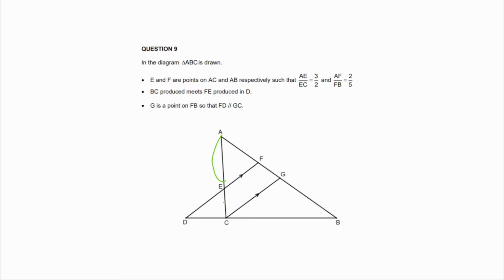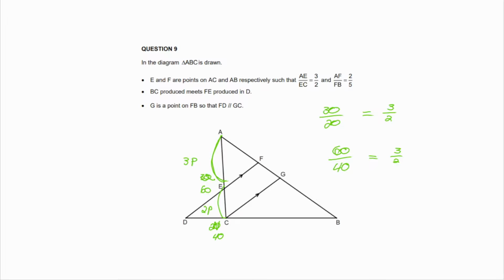So they say that AE over EC is 3 over 2. Okay, so the ratio of these sides is 3 over 2. So let's just call this 3P, and we call this 2P, because we don't actually know what these sides are. It could be 30 over 20, because that simplifies to 3 over 2. So this could be 30 units, and this could be 20 units. It could also be 60 over 40, which will also simplify to 3 over 2.